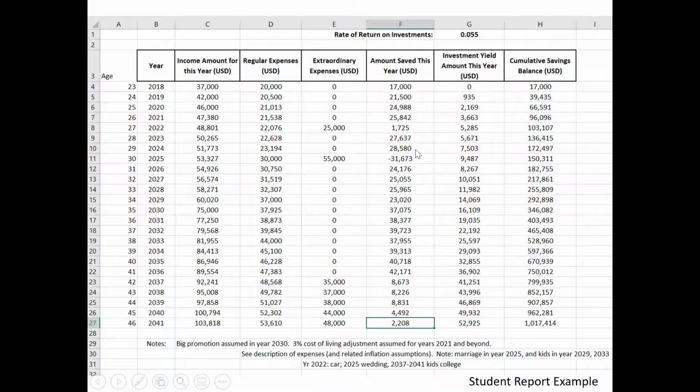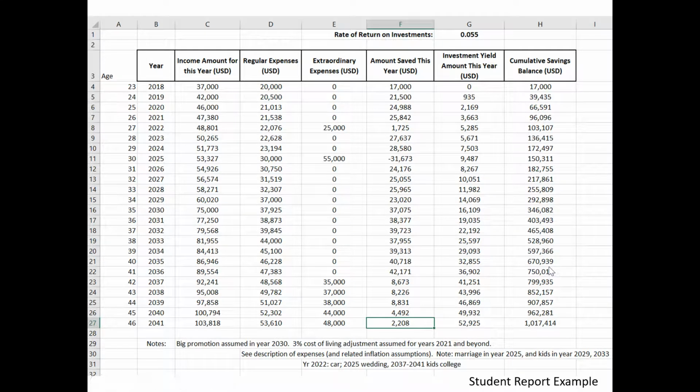So you'll notice that occasionally this person has a negative savings amount. That's because this year the extraordinary expenses of $55,000, that looks like a big wedding to me. So that year the spending was more than the income. And so you'll notice that the cumulative savings balance went down from 172,000 to 150, but then it started bouncing back and growing again.